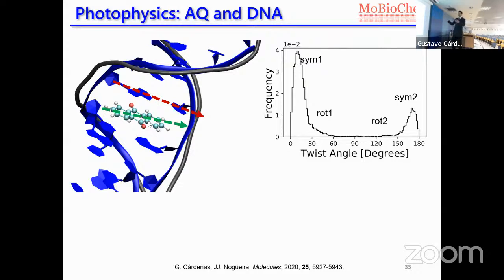The problem arises from the double helix. The main reason is the way these angles are defined. Suppose that this one here at the top is the cytosine pair, and this is the anthraquinone molecule. If you have this conformation, like, I don't know, 10 degrees, this situation is in reality not equivalent to this situation here, which corresponds to, let's call it, 170, 169 degrees.